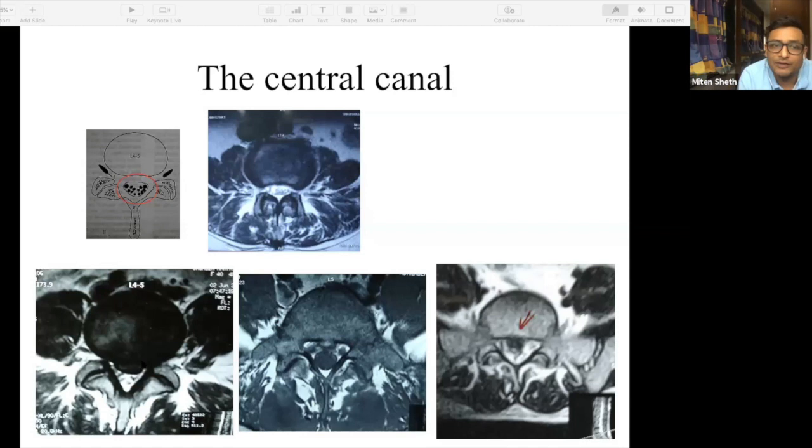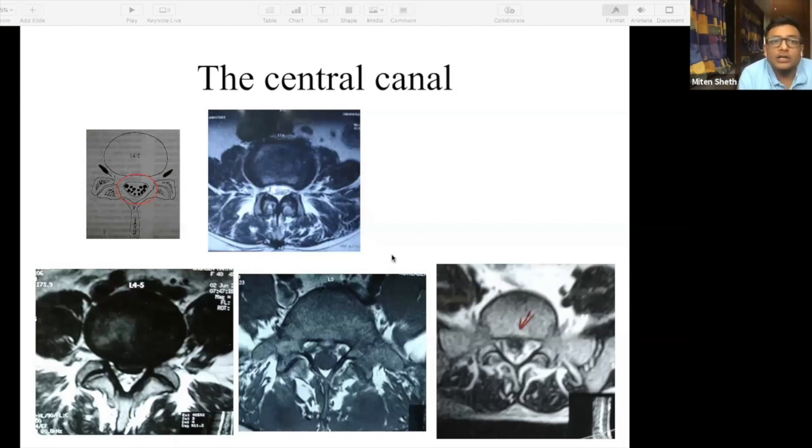A disc must have come out and it is reducing the space for your central canal, or a soft disc might have come out, or one side disc might have come out. So this is how you identify that the central canal is stenosed. Based on where it has come out, it is either central or parasagittal, paracentral. So that is how you see your central canal.